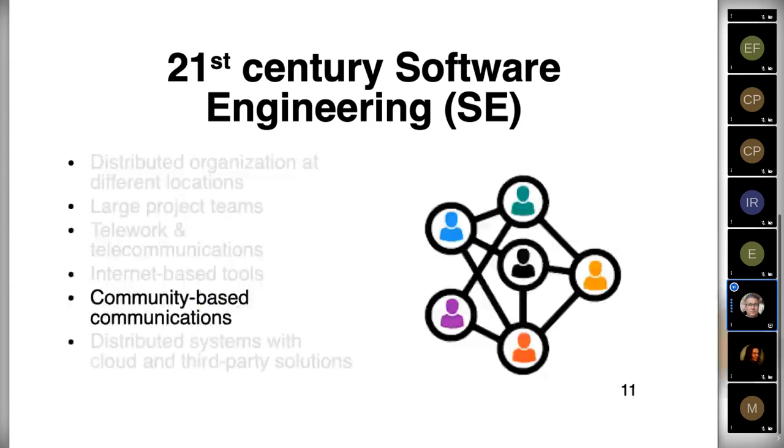And precisely these internet-based tools, and also teleworking and telecommunication, make possible a new characteristic in the software engineering of this century. And we arrive at community-based communication. It's something that Professor Frederic Questier talked a lot about in the last two talks about free and open source software.